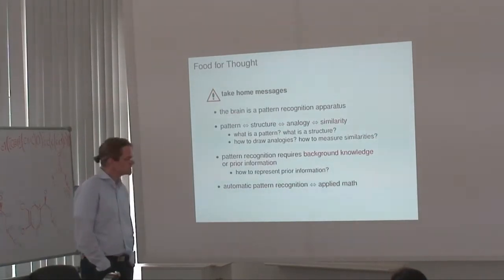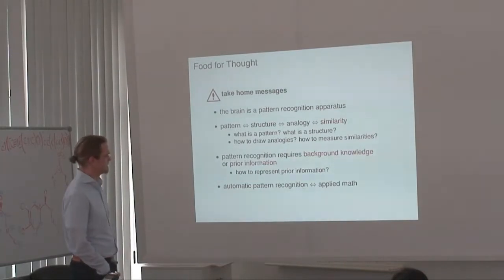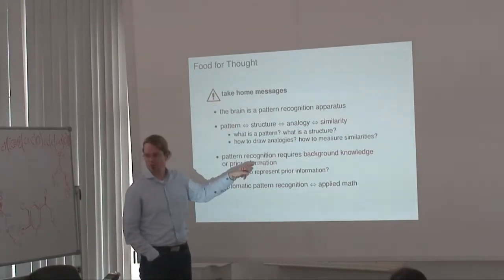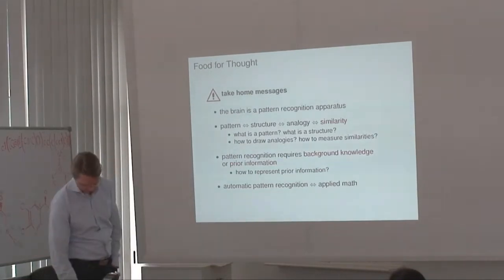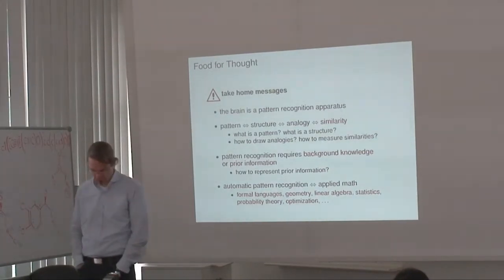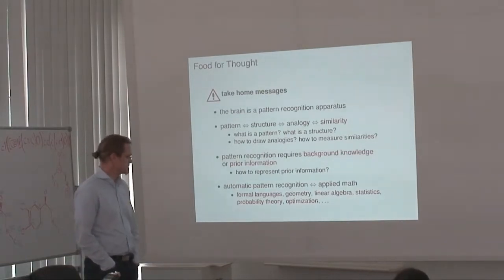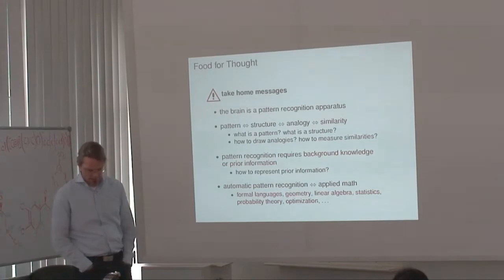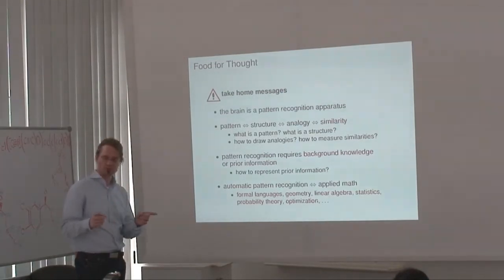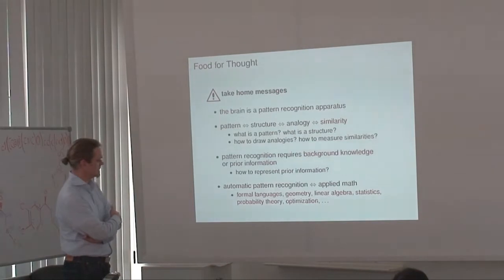So the examples we have seen so far serve as a reminder that we will need mathematics, in particular if we look at terms such as similarity or information. They are very well established mathematical concepts. And the kind of mathematics we are going to use basically evolves around areas such as formal languages, geometry, linear algebra, statistics, probability theory, and optimization. And out of these many mathematical areas, the ones that are of particular interest to us in this course are at least linear algebra, statistics, probability theory, and optimization.